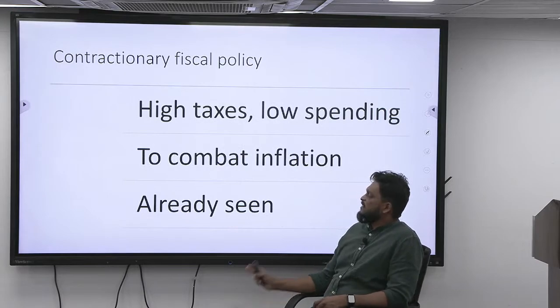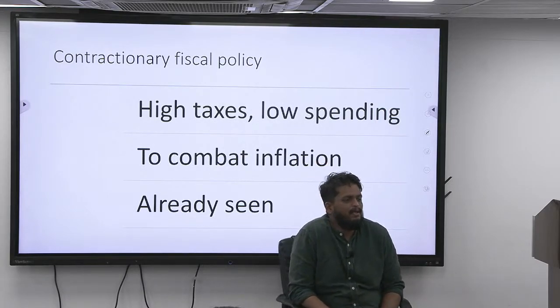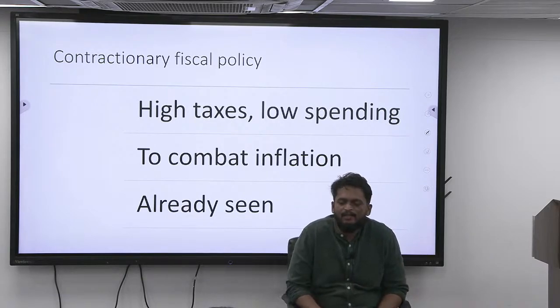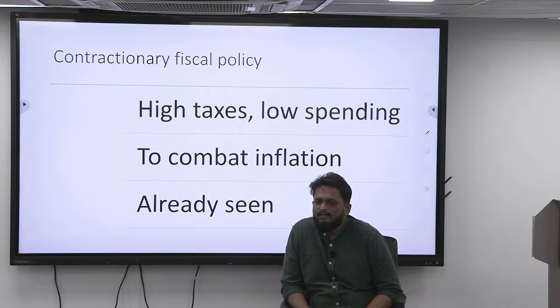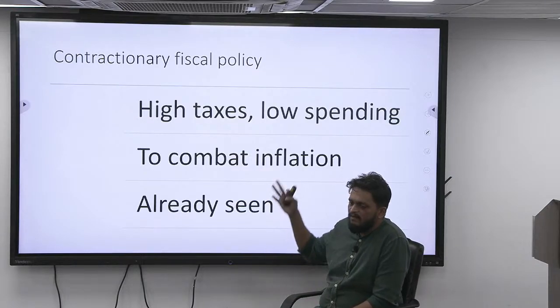And contractionary fiscal policy is very simple: high taxes, low spending. That means we want to reduce the money supply in the economy, reduce the money available in the hands of people. Increase tax so that more money goes away from people towards government, reduce spending so less money comes from government to people. So this will lead to reduced demand. To combat inflation we will do this.